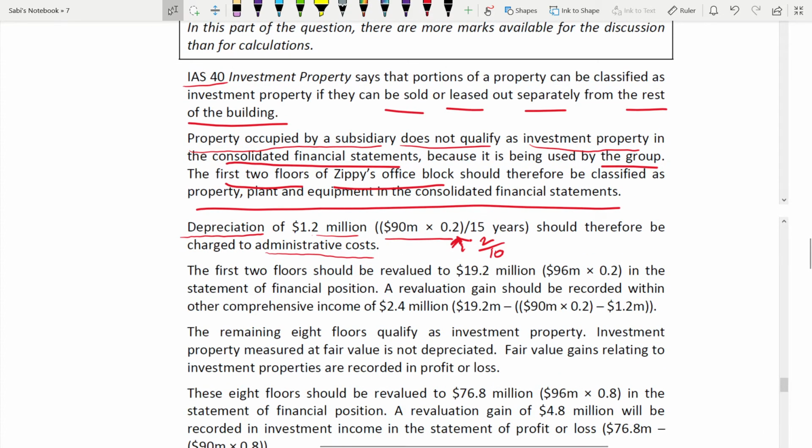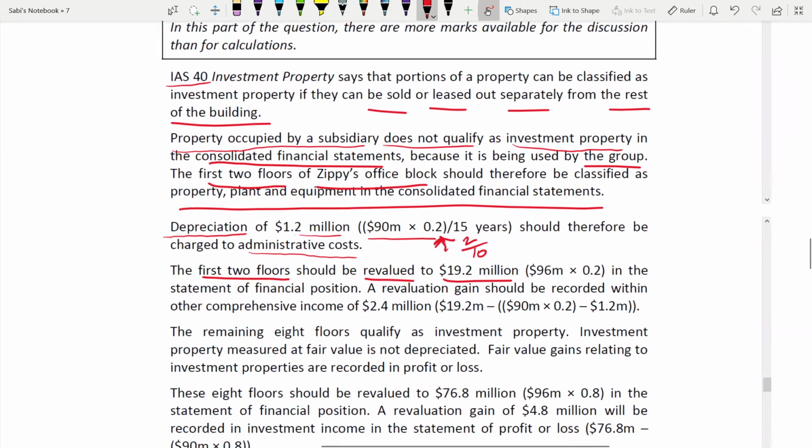Next, also revaluation, now that it is PPE. So all the features of PPE apply. Next after depreciation is revaluation. We have been told the revaluation model. The first 2 floors should be revalued. First we talk about the first 2 floors, then we'll talk about the remaining 8 floors. Both will be discussed separately, but the first 2 floors should be revalued to what amount? 19.2 million. How 19.2 million? 96 into 0.2. And where will it go? In the statement of financial position, that means the balance sheet.